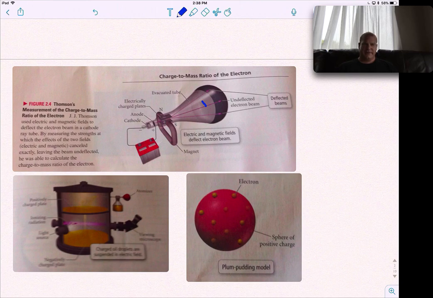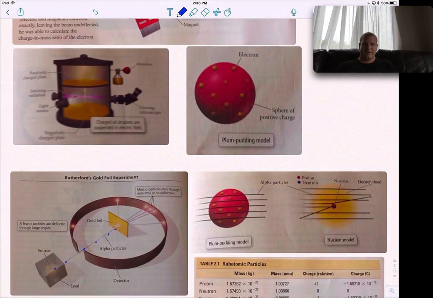The plum pudding. So what the heck is plum pudding? Let me give you a better contemporary American example. It is the blueberry muffin model. So if you ever had a blueberry muffin, right? It's this big thing, and it's mostly muffin, but you have these blueberries in them every once in a while. Or maybe how about a chocolate chip cookie model? So you have cookie and you have little tiny chocolate chips in there. The idea is that the atom was this big balloon of positive charge, and you had electrons floating in that big balloon of positive charge.